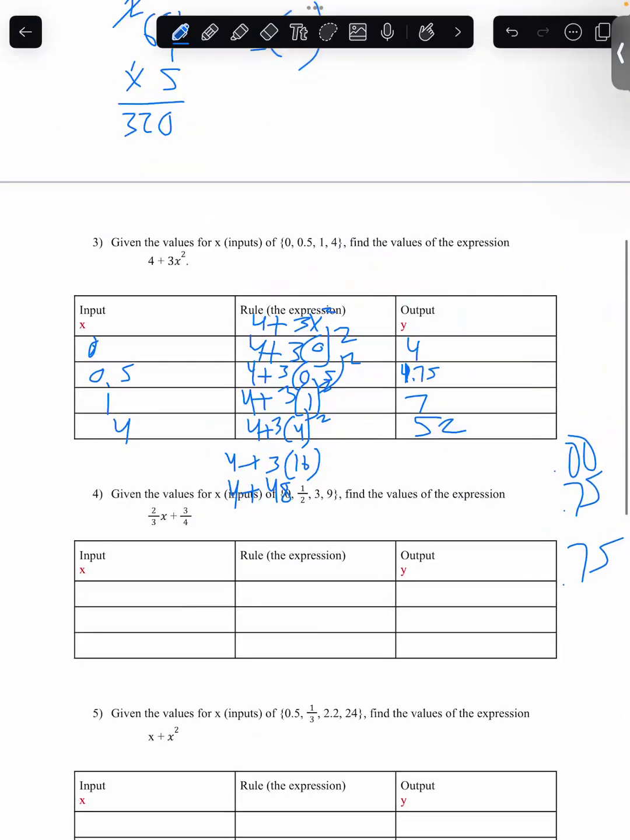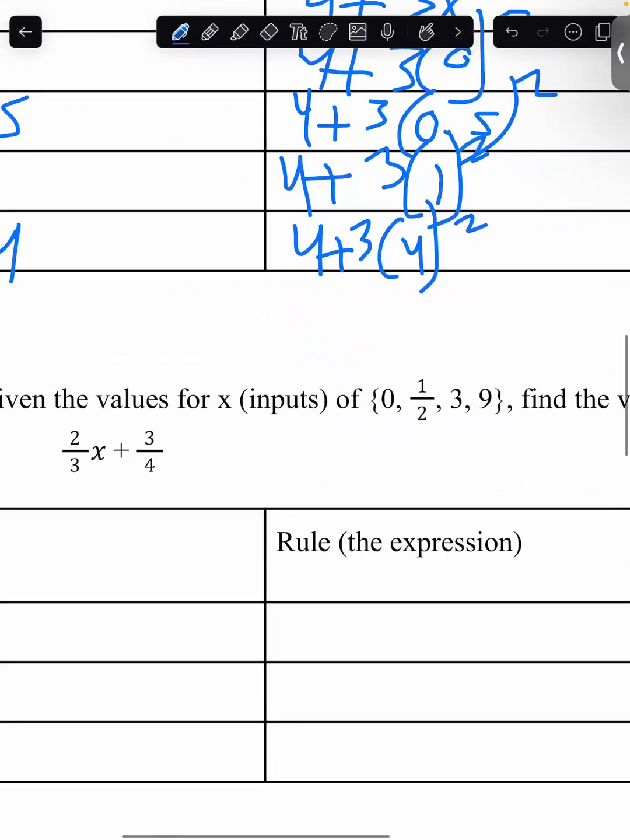All right, so number 4, we have a really one that you're not going to like a lot. So we got 2/3 x plus 3/4. That is, unless you like challenges.